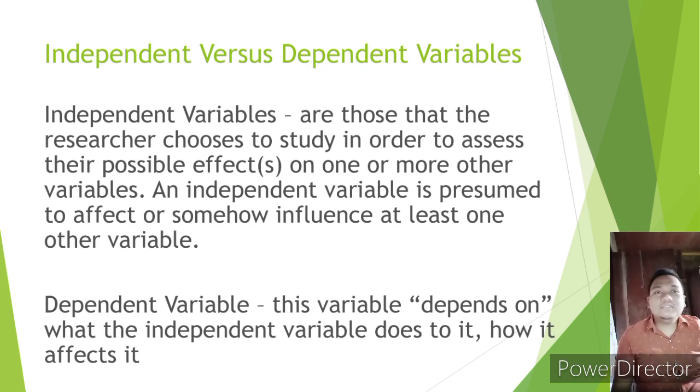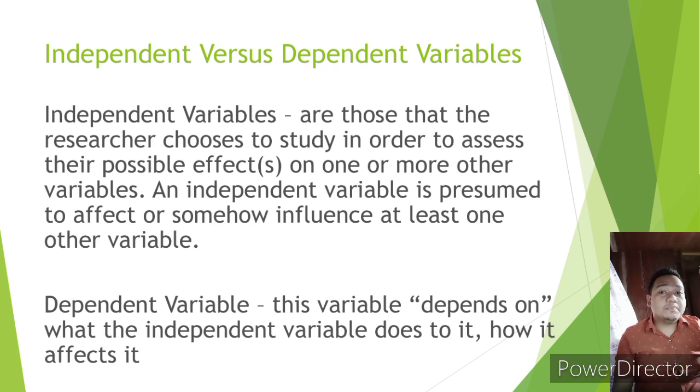Independent variables are those that the researcher chooses to study in order to assess their possible effect on one or more other variables. An independent variable is presumed to affect or somehow influence at least one other variable. From the word independent, it means it can stand on its own. It doesn't need another one to stand on its own. So that's the independent variable. Second is the dependent variable.